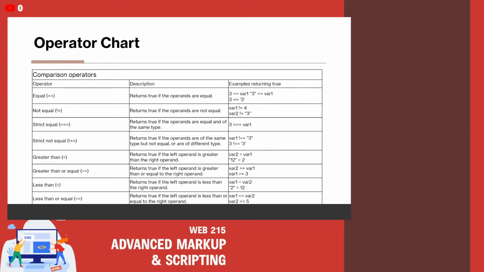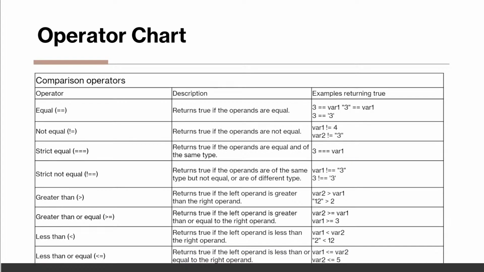Right, so this is our operator chart, and we can see our different comparative operators. We see equals is equal, right? Exclamation point equal stands for not equal. Three equal signs is strict equal. So this only returns true if the operands are equal and of the same data type. So we can see that difference there between equal and triple equals, right?